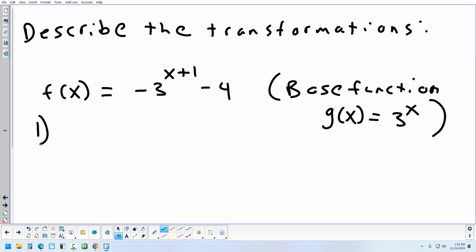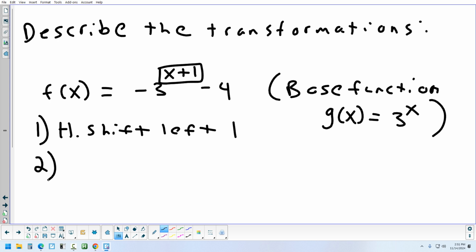And what's the first thing we would focus on? The minus, the plus 1, or the minus 4? Yep, the plus 1. So that's a plus 1, and it's inside the exponent. So what kind of transformation is it, and which way is it going to move? Is it horizontal shift left 1? Yep, that's going to be a horizontal shift left 1. Okay, so there's the first transformation.